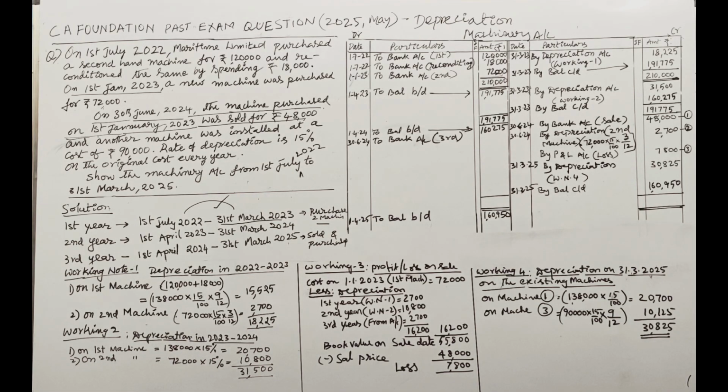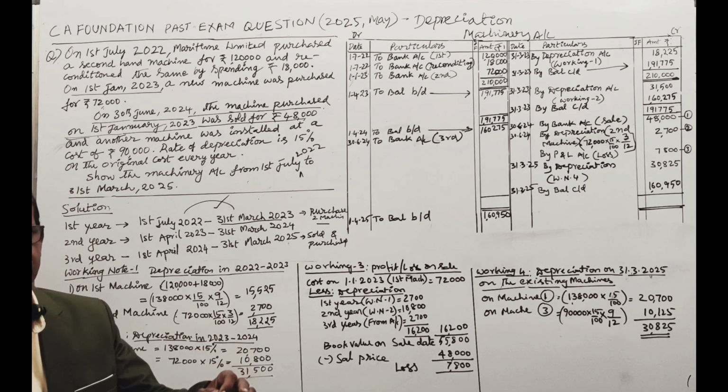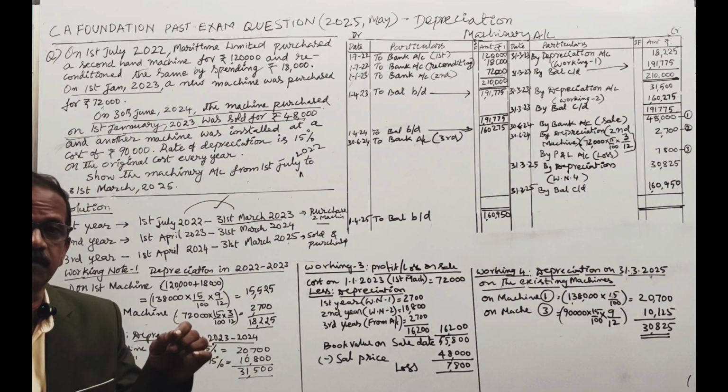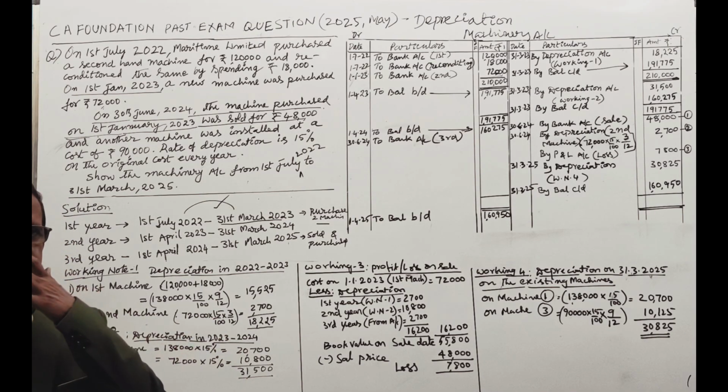Now, the second machine was also purchased in the first year. That's why we need to calculate on the second machine also. What was the date of the second machine purchase? On 1st January. On 1st January means it is used for 3 months in the first year. January, February, March, 3 months. For 3 months only you have to calculate the depreciation. Here the rule is, while calculating the depreciation, you have to see the number of months for which that machine is used in the particular year. That is the rule.